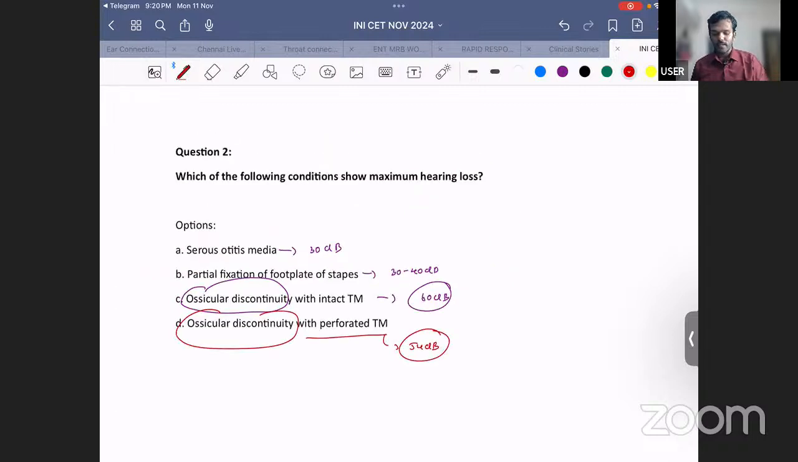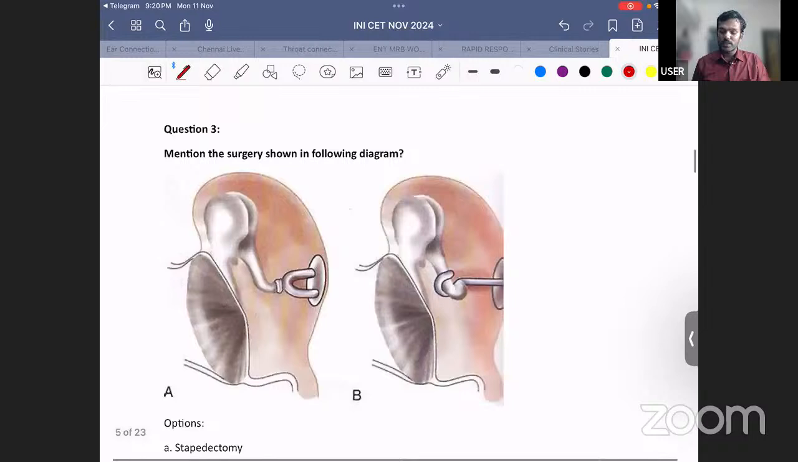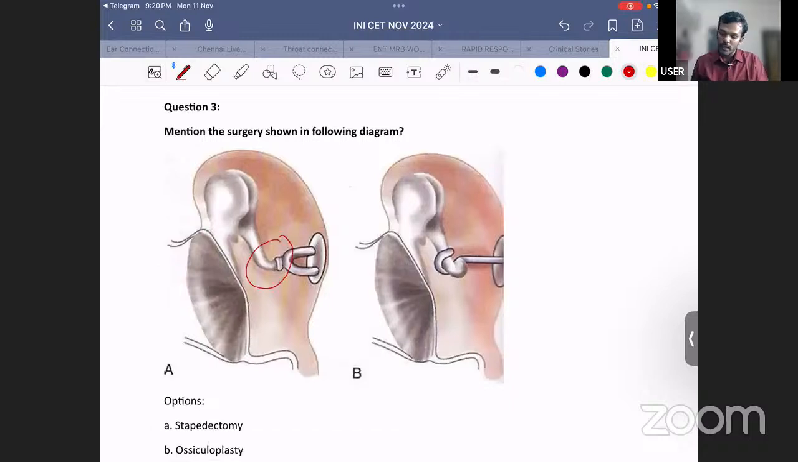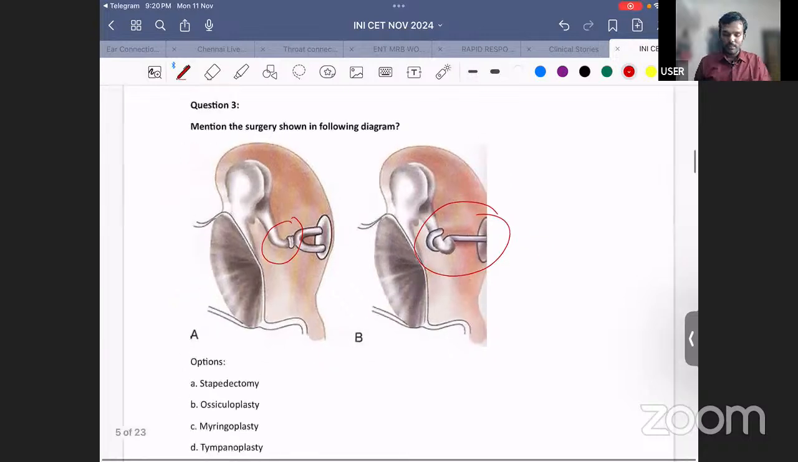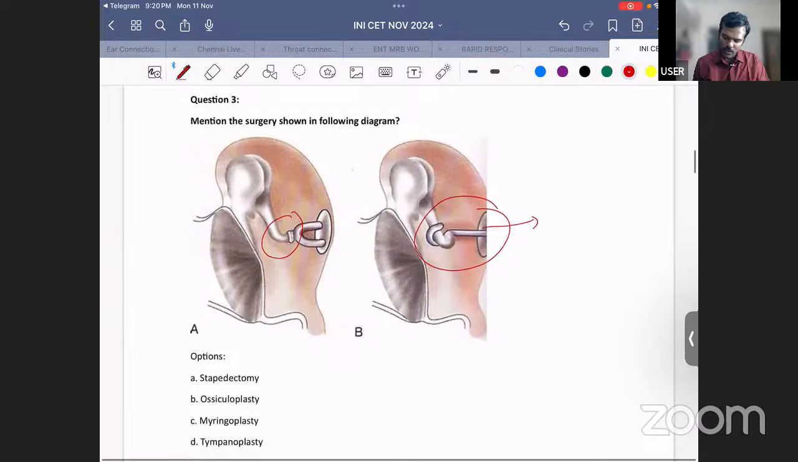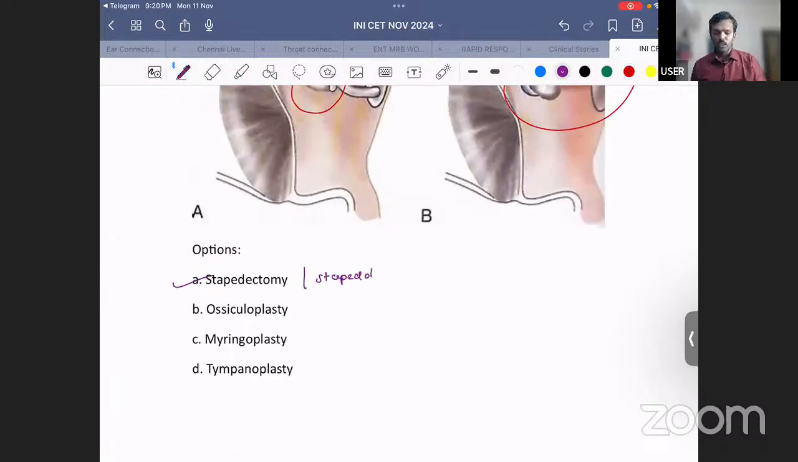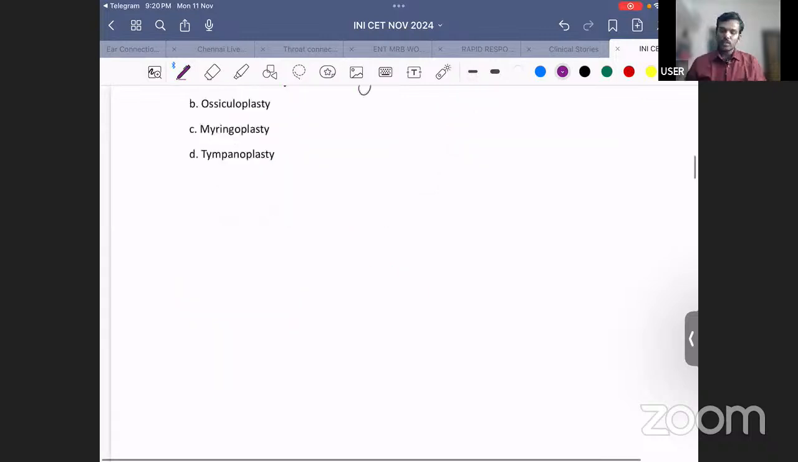Okay. The next question is based on this topic. Mention the surgery shown below. We have one picture showing the stapes superstructure, and another picture showing the stapes piston, which is placed over the stapes footplate. Very easy to answer. It is stapedectomy. Whatever it is, that should be the answer: stapedectomy. Okay, so now let's get into the discussion.